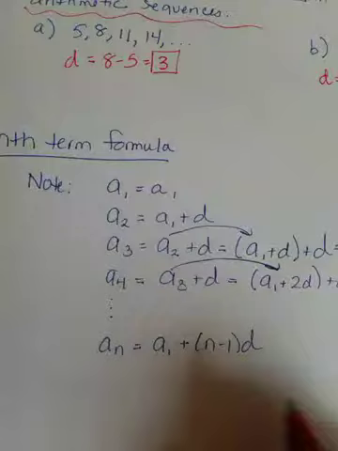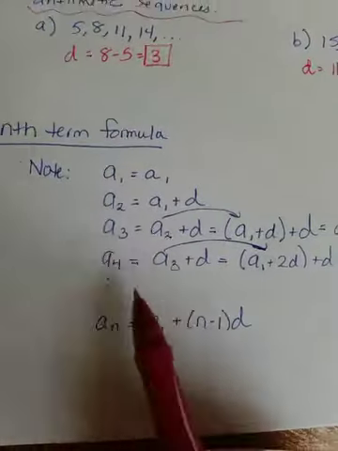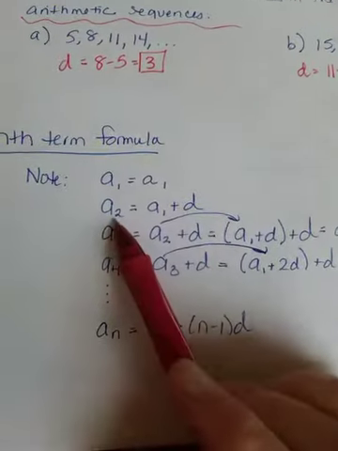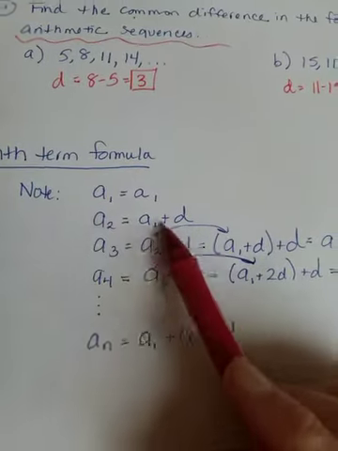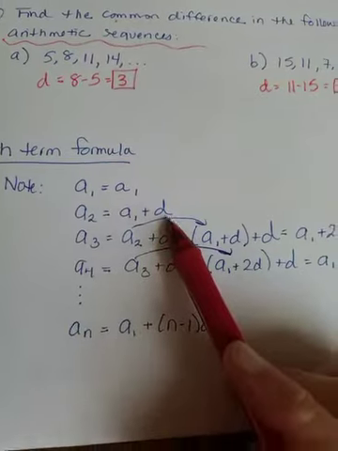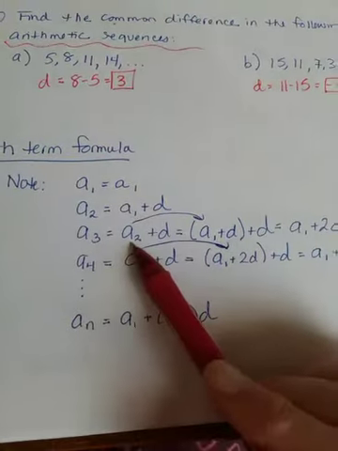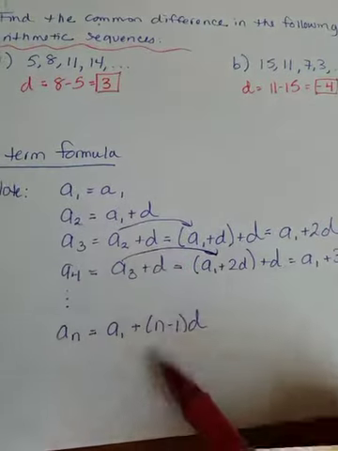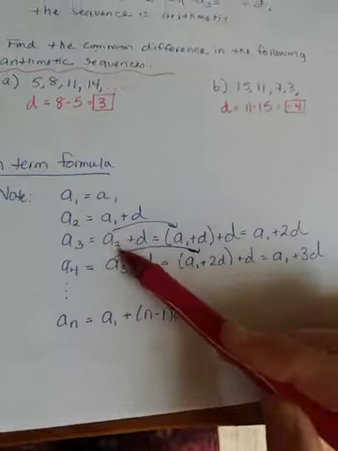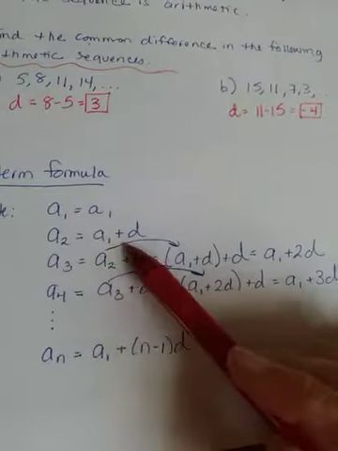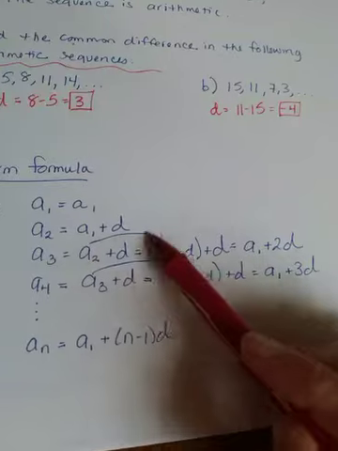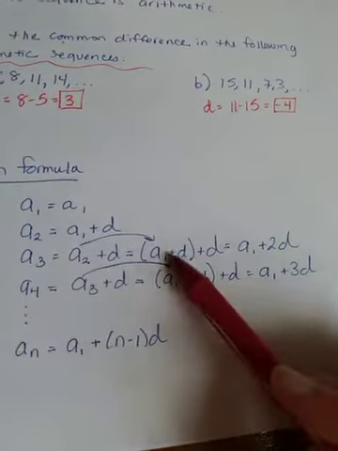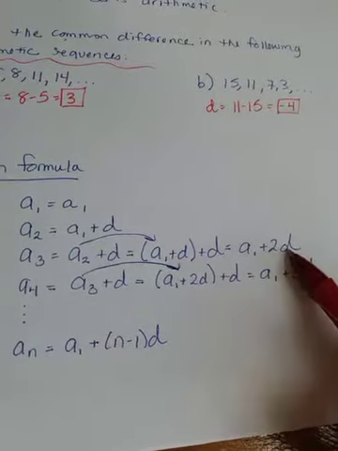So I want to show you how we derive what's called the nth term formula. We know a sub 1 would equal itself. To get a sub 2, you take a sub 1 and add that common difference to it. A sub 3 is taking the term before, a sub 2, and adding that common difference. But remember, I'm trying to derive an equation for you to use. By substitution, we know a sub 2 is really a sub 1 plus d. So I just substituted that in, plus this d that was already there. So really, a sub 3 is just a sub 1 plus 2d.